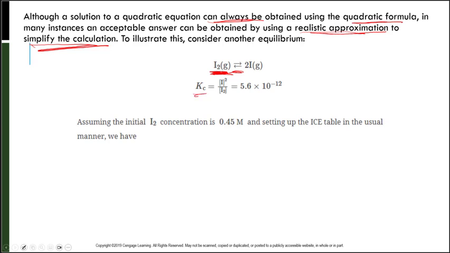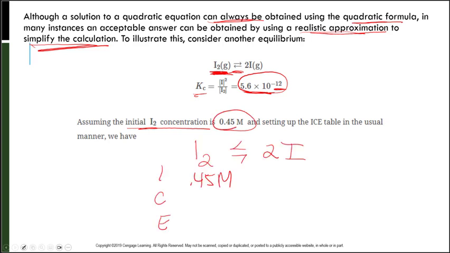If I write my Kc, I'm told that my equilibrium constant is 5.6 times 10 to the negative 12. Holy smokes, this is a very small equilibrium constant, 10 to the negative 12. Let's set up our ICE table, assuming that my initial concentration is 0.45 molar. Let's see what we have.